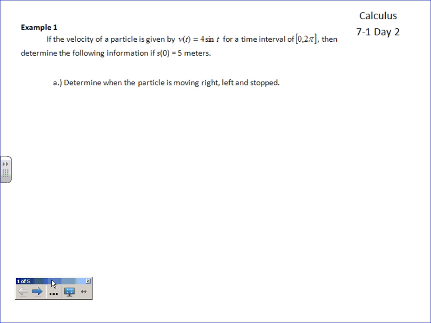Position is 5 meters when time is 0. Perfect. So in other words, initial position's 5, right? Isn't that just another way they could write that? So no big deal there. So it says determine when the particle is moving right, left, and stopped. How did we do that yesterday?